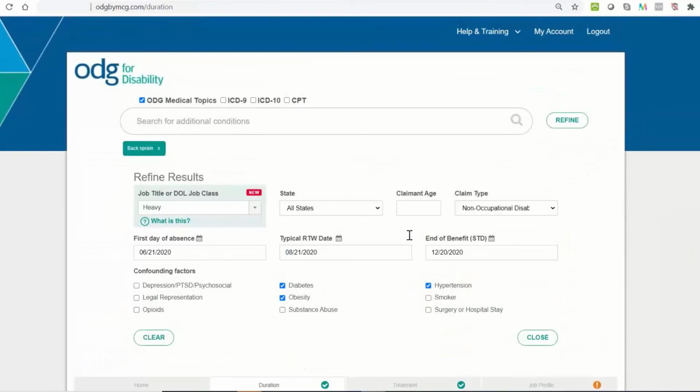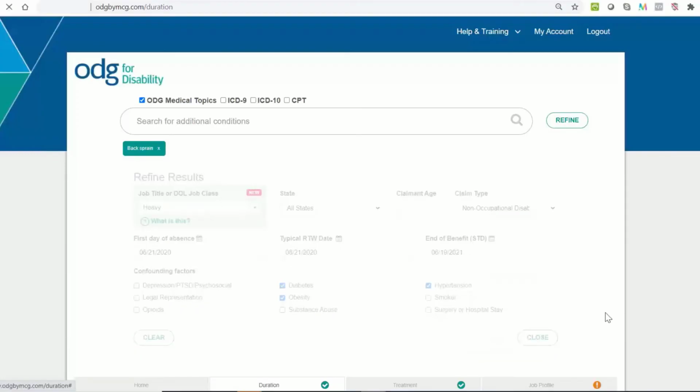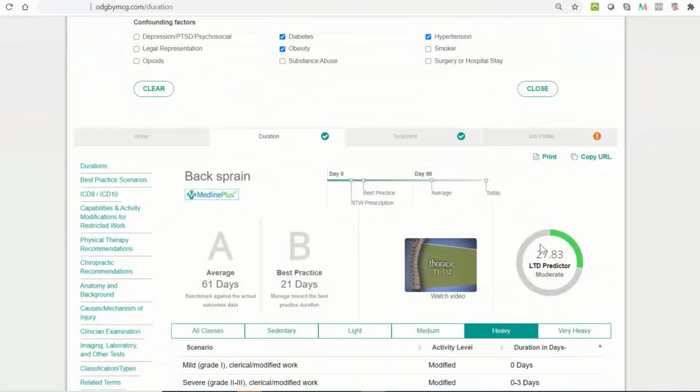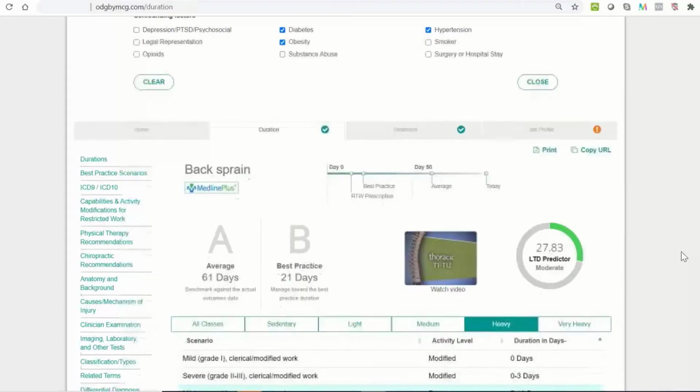Now, the end of benefit that it assumes here is a 26-week plan, the most common in the industry, at December 20th. I can also change my end of benefit. So it will assume 26 weeks, the standard or most common plan in the industry. But let's say this is a 52-week plan. So I'm going to take this out, by adding 6 months, out to June 2021 to the 19th. And now from a 60% LTD predictor, I'm back down to 27% because there's still a lot of runway left on this file. Big opportunity for me to deliver timely return to work.